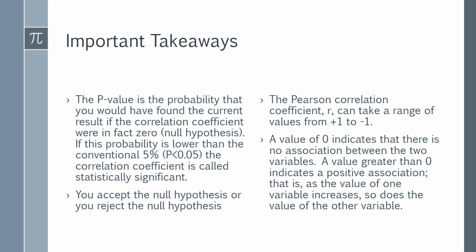The Pearson correlation coefficient, R, can take a range of values from +1 to -1. A value of 0 indicates that there is no association between the two variables. A value greater than 0 indicates a positive association, that is, as the value of one variable increases, so does the value of the other variable.